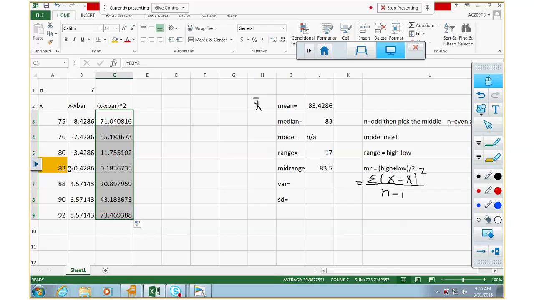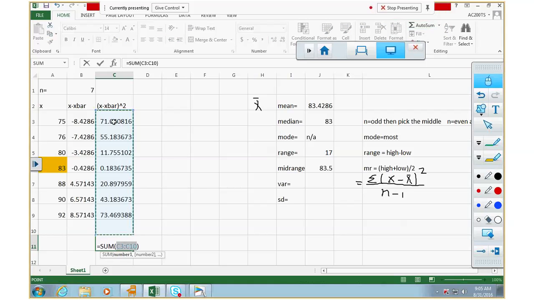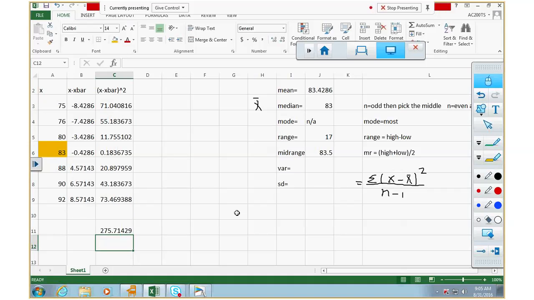Now, hopefully your numbers coincide with my numbers. Now, what are we going to do with x minus x bar quantity squared? What does that funky looking E mean? That means summation, which means add them all up. So I go to my handy dandy Excel spreadsheet and I click summation and I add all those numbers up. No sneezing, please. And that is the numerator to my formula. So if I wanted to put a numerator here, that would be 275.7, whatever.